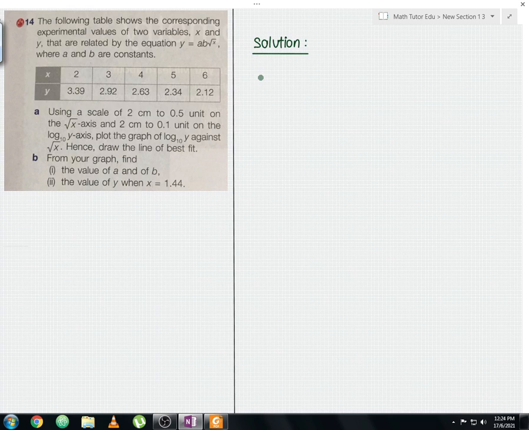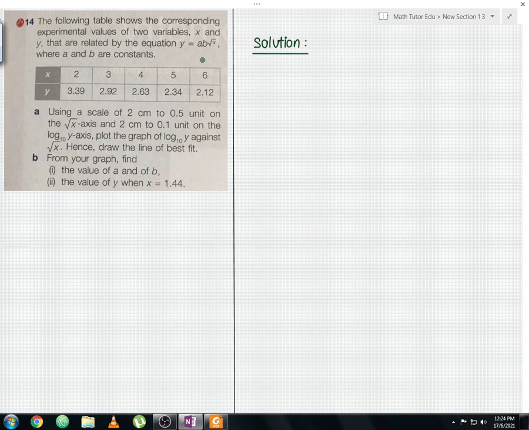Let us begin our discussion for the question part A. Okay. So for the question part A, the first step, as usual, we're going to change the non-linear equation into the linear form. In this case, the non-linear equation is y equals ab to the power of square root x. So we're going to change this into the linear form. Okay, that will be our first step.